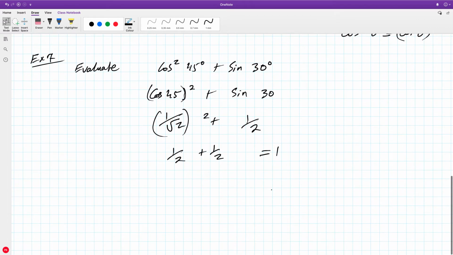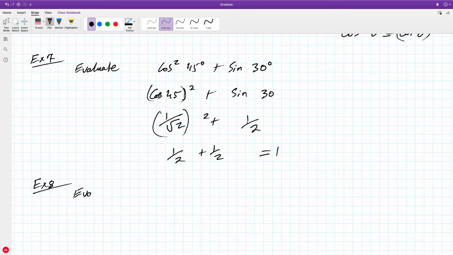Have a go at this one. Evaluate sine squared of 30 degrees plus tan squared of 45 degrees. Off you go.